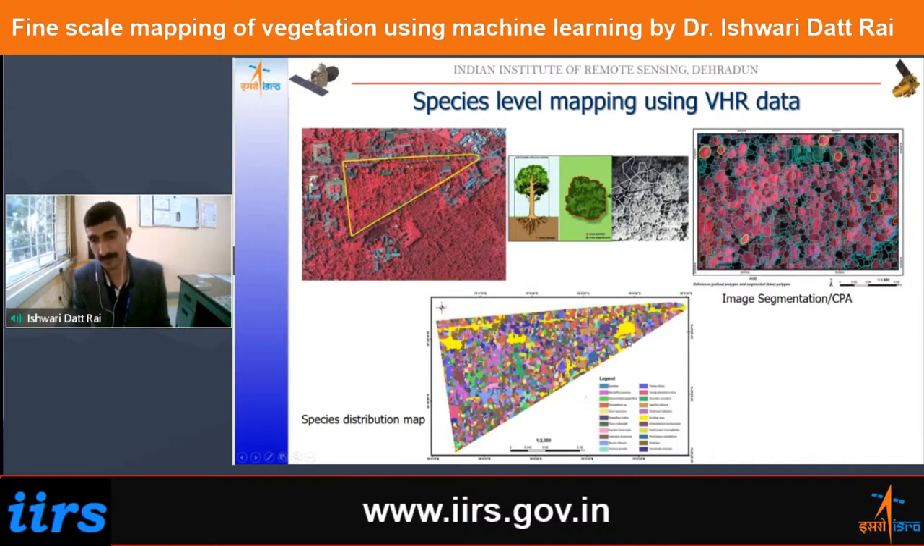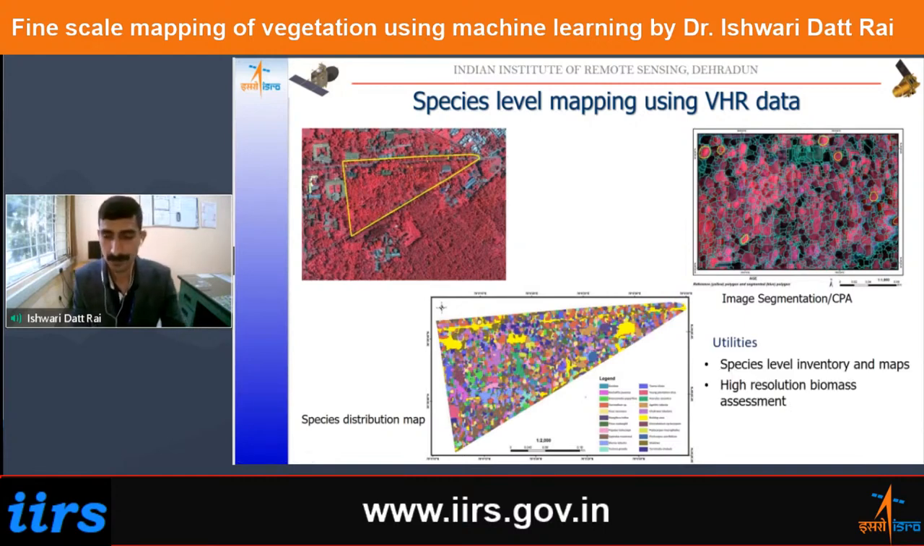So these are examples of the utility of these tools in generating community level maps as well as very high resolution canopy level or species level maps using very high resolution satellite data. These are basically useful for species level inventory and generating maps for the crowns, the crown level species, and also for very high resolution biomass assessment. So in this case, you identify individual trees or individual species using the crown and the ground training data, and based on certain algorithms and the relation with the diameter of the tree, we establish the relationship with the crown, and we generate the high resolution biomass map of the particular area.